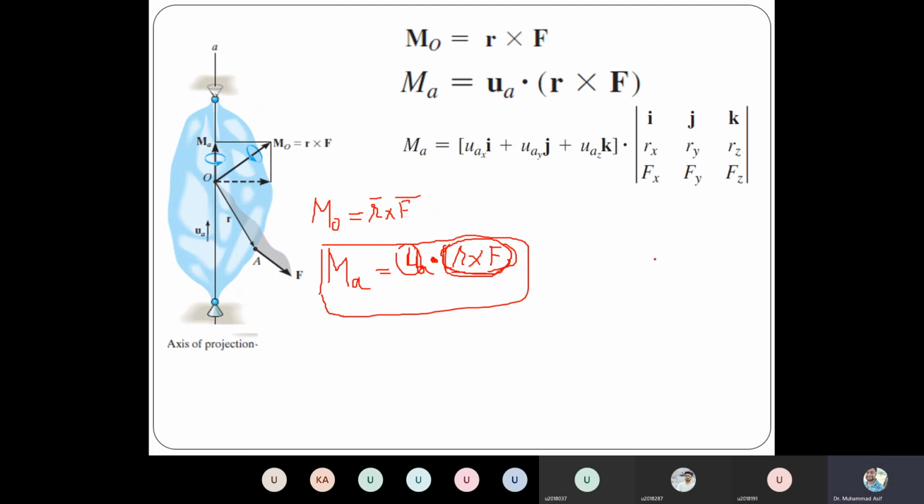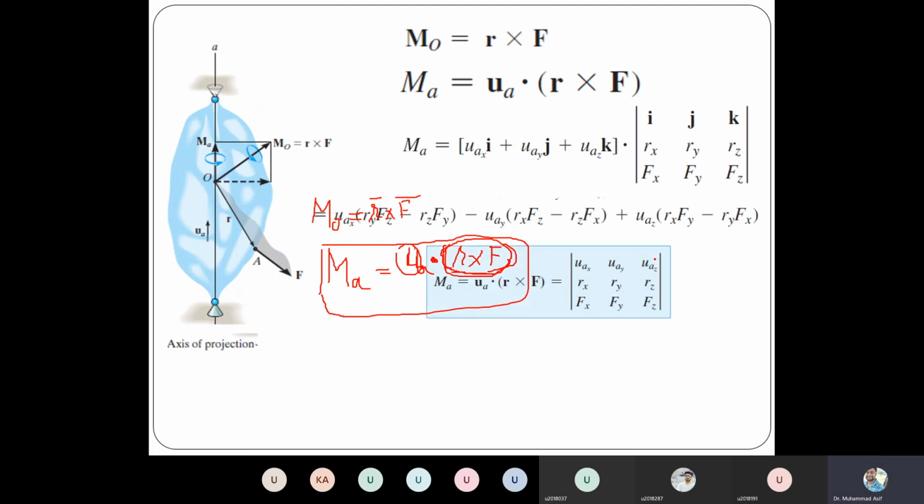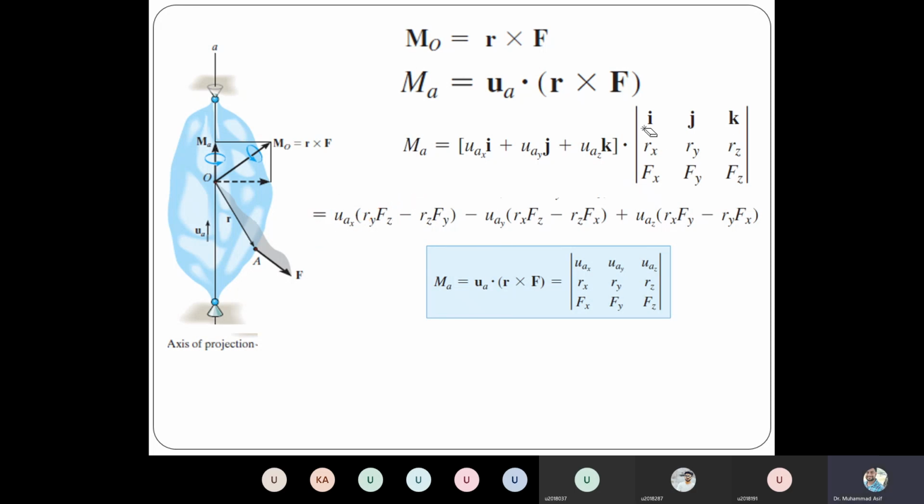For the three case, there is a simple way to calculate this value, because the above method, opening the matrix, as I explained yesterday, is very tedious. Like first you have to take the i component and then minus j and then k and then simplify. So this takes a lot of time.